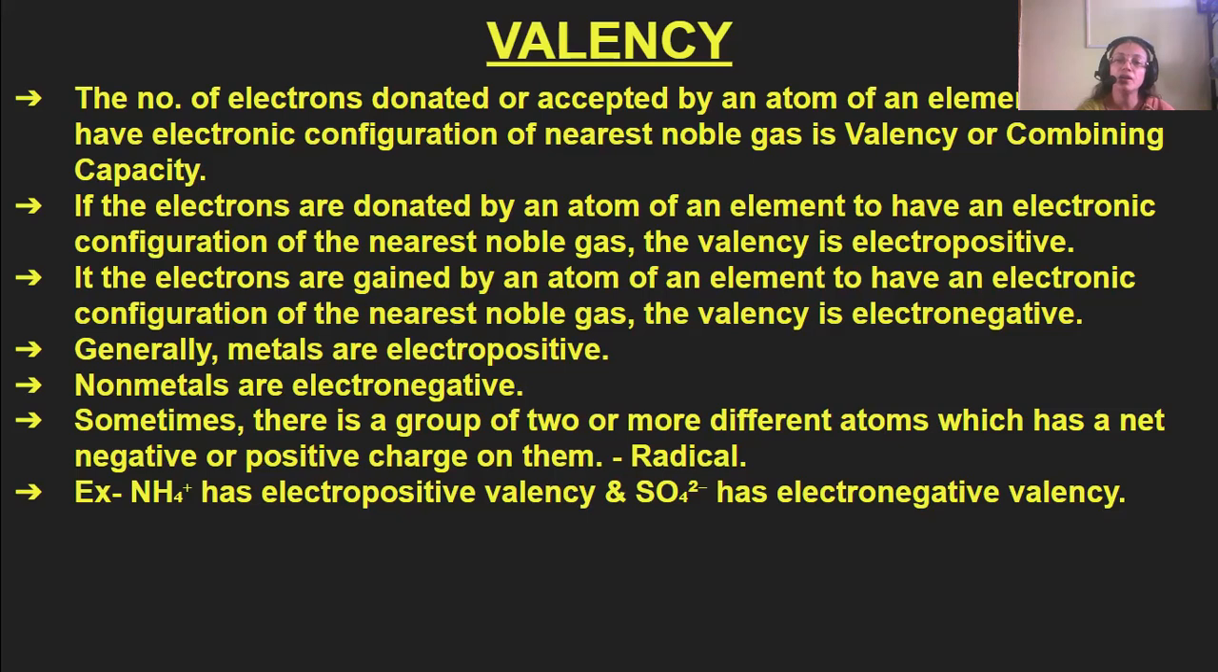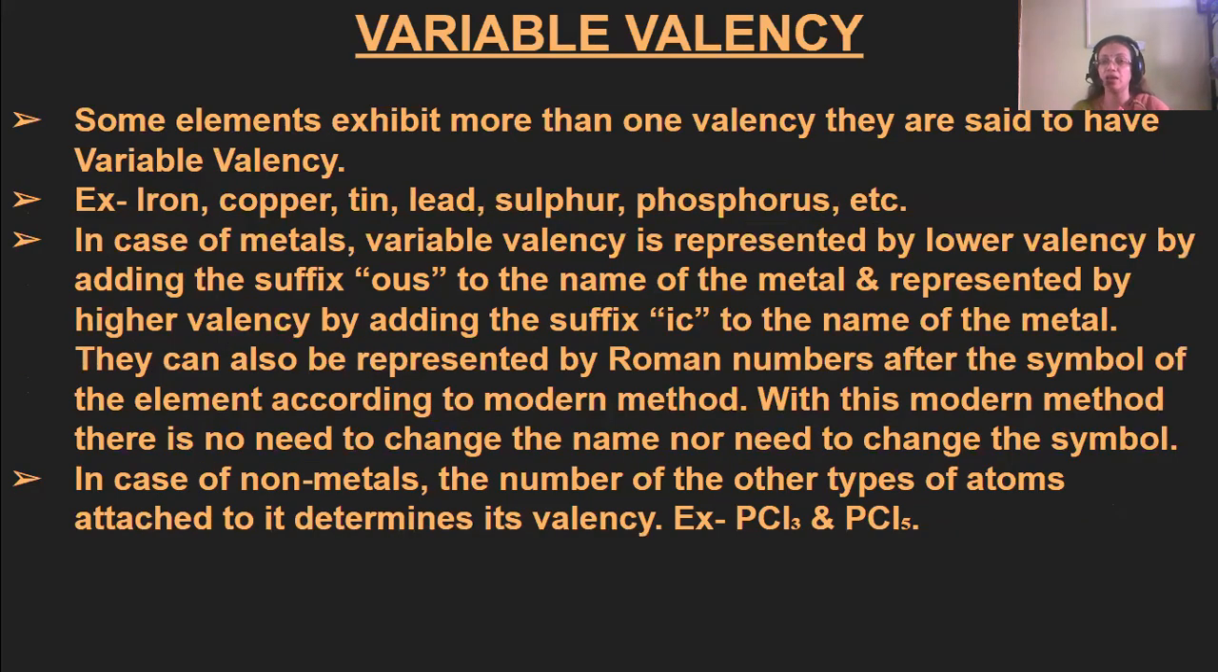Okay, next is variable valency. Some elements exhibit more than one valency, which is said to be variable valency. For example, +2 and +3, or +1 and +2, or 2, 3 and 3, 4. I mean, more than one valency is present in the same atom, the same element. So that is known as variable valency.